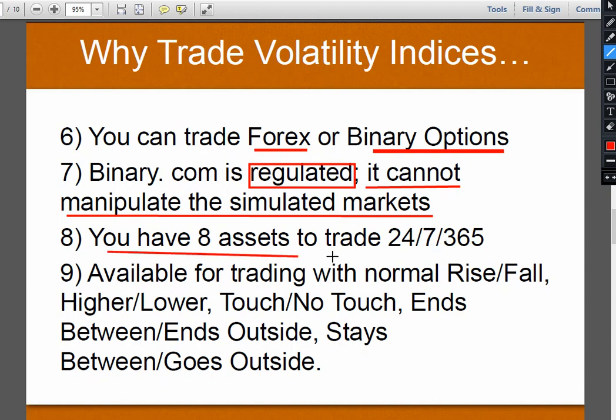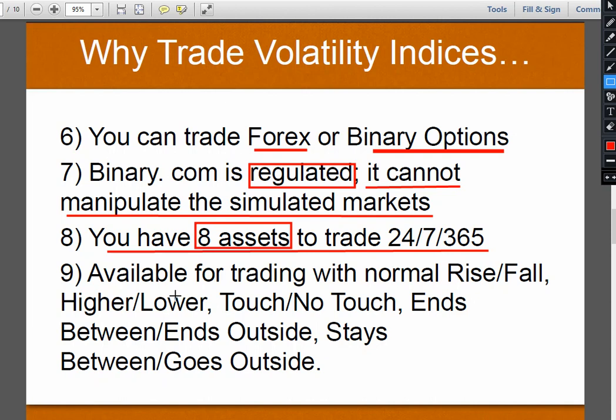Reason number 8 why you should consider trading volatility indices is you have 8 assets. You have 5 normal volatility indices and 3 high frequency volatility indices, a total of 8 assets. These are 8 assets you can trade 24 hours, 7 days a week, 365 days a year.